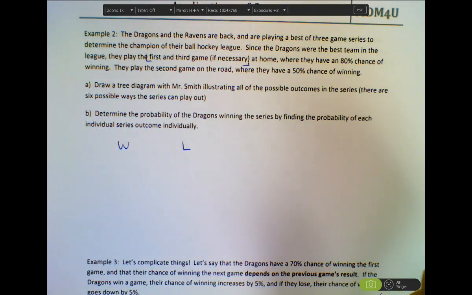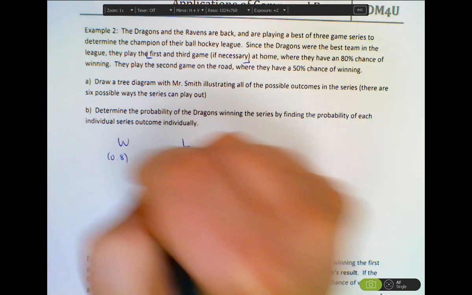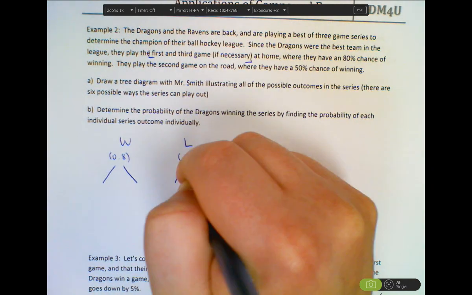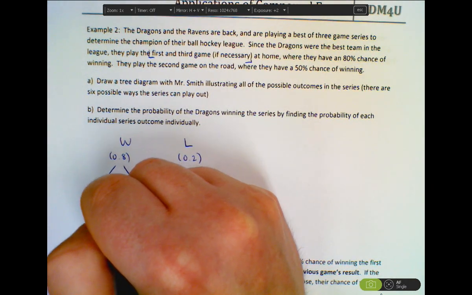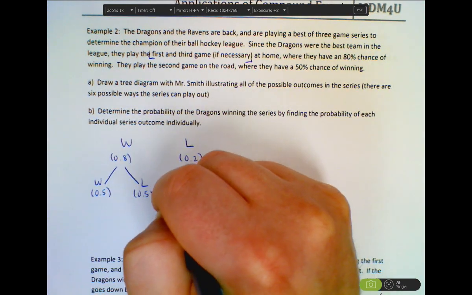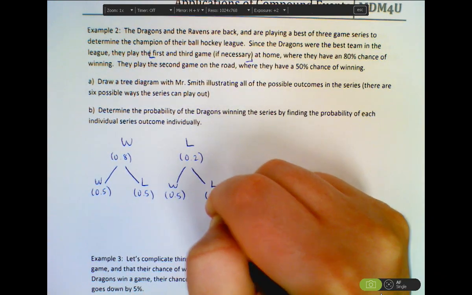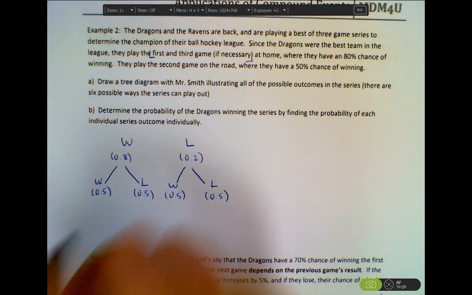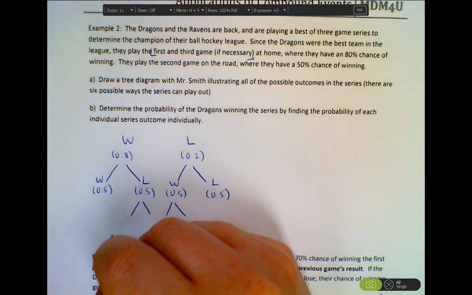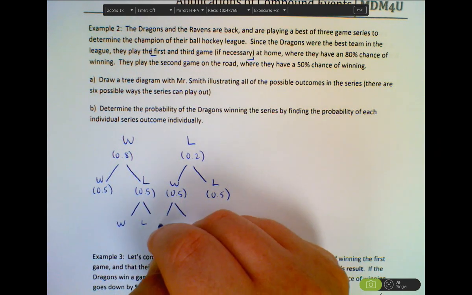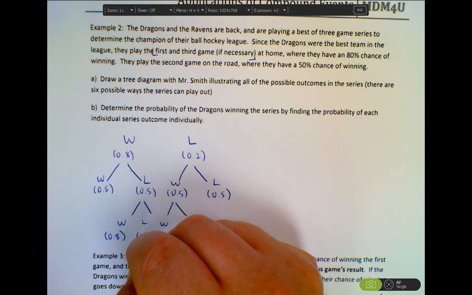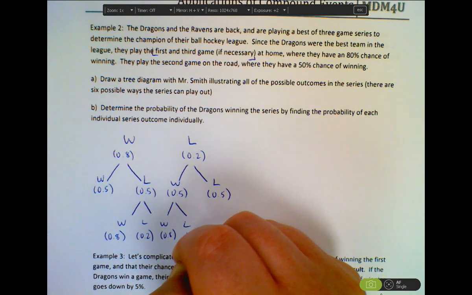And so our tree diagram will be the same structure as before. However, game 1 will be 80%, 20%. Game 2, which is for sure played, is going to be a 50% chance of winning and a 50% chance of losing. And then just like the previous one, if we have 2 wins or 2 losses, it's over. And so we only need the following in our last layer. And this is game 3 at home. So the Dragons have an 80% chance of winning, a 20% chance of losing.